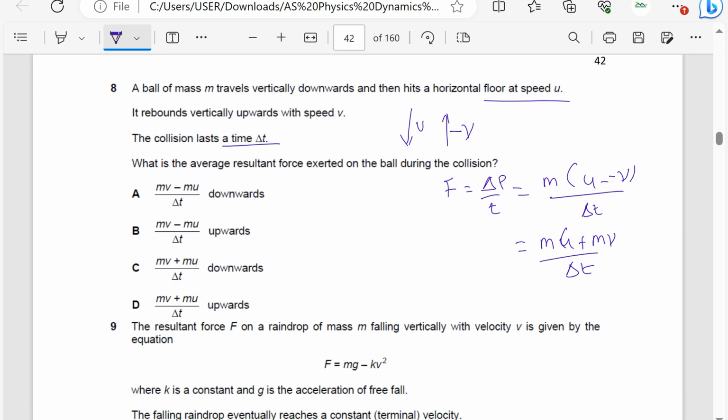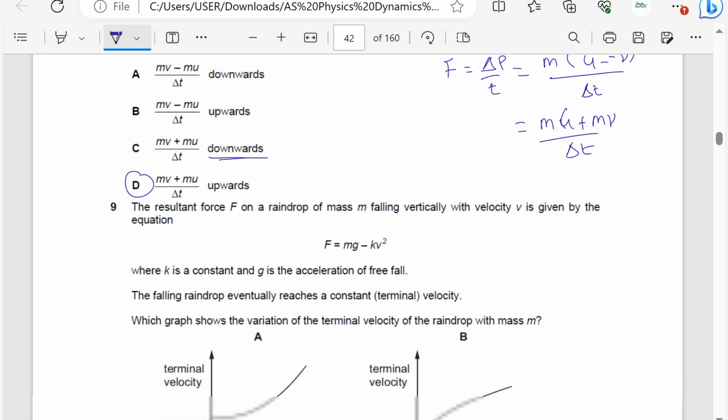D. And of course, this is upwards, it is not downwards, because the motion is upwards on rebounding. So the answer is D. It is not A, it's not C. Because the final velocity is upwards after rebounding, the change in momentum is upwards. So the answer is D. The resultant force acts in the same direction as the change in momentum.